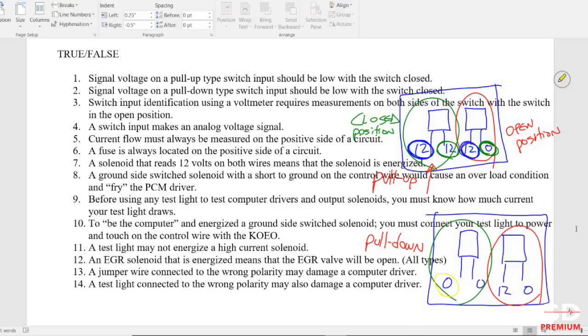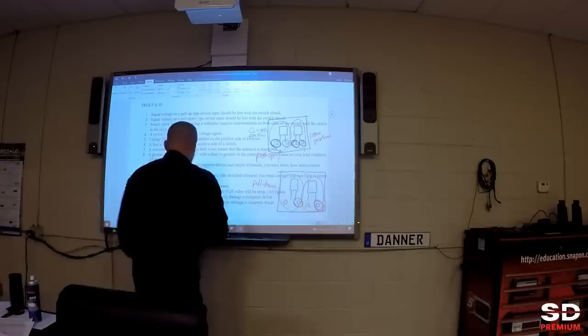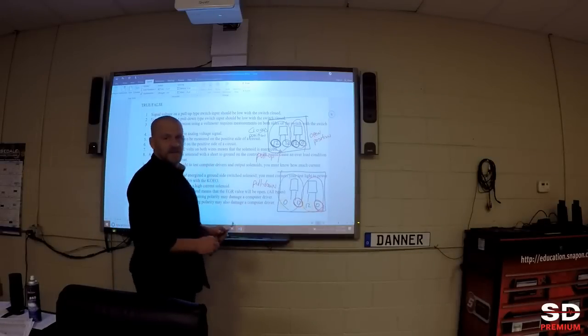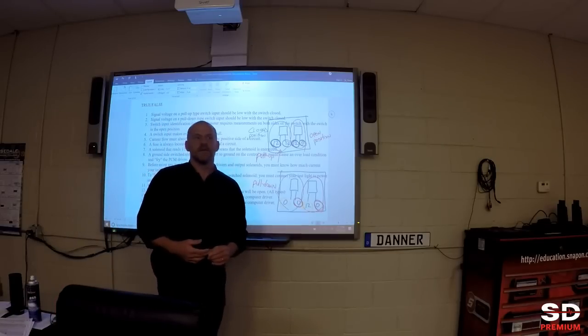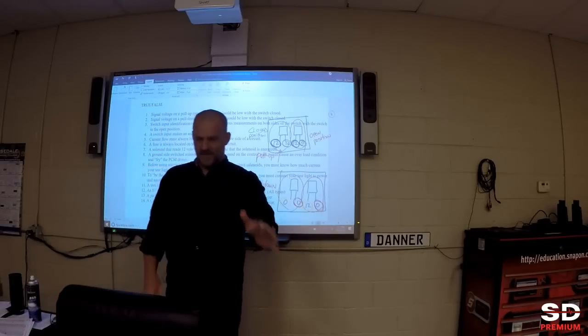Here, this one's my signal wire, and it's going from 12 to 0, and then the other wire would be what? Power? Ground? Nope, it's not a power. It's a constant ground. I have a question about that. So is the pull down kind of like a ground side control? Yes.